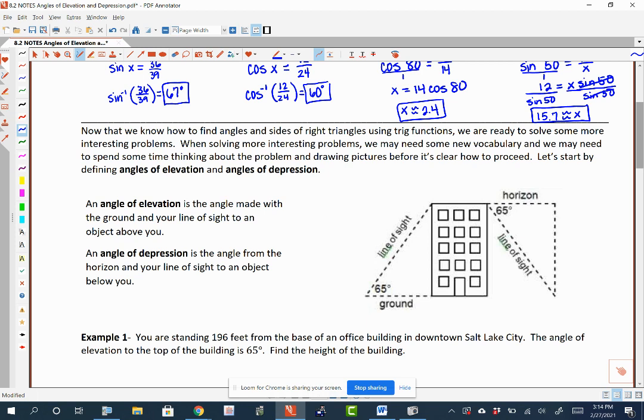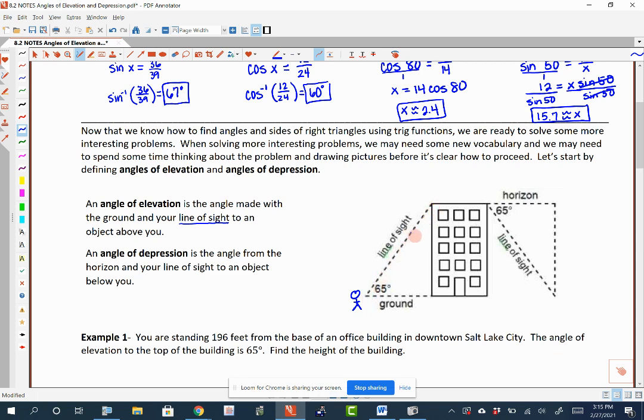So let's start by defining what these are. An angle of elevation is an angle made with the ground and your line of sight to an object above you. So let's say, looking at this picture, you're here on the ground and you're looking up to the top of a building.